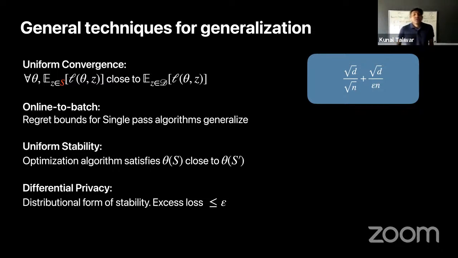And finally, we can view differential privacy itself as a form of stability. You can show that if your algorithm is epsilon differentially private, the excess generalization loss is at most epsilon. This can give you something slightly better than the square root d over square root n, but this approach will still not give you the correct answer. So we need something different. What all of this says is that just using any of the existing ERM algorithms, we do not have ways to prove that those algorithms will extend to the population. So we'll have to dig a bit into the algorithm itself.